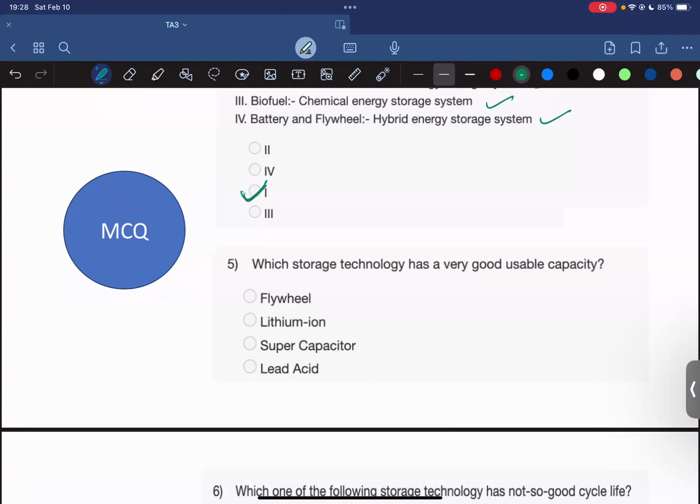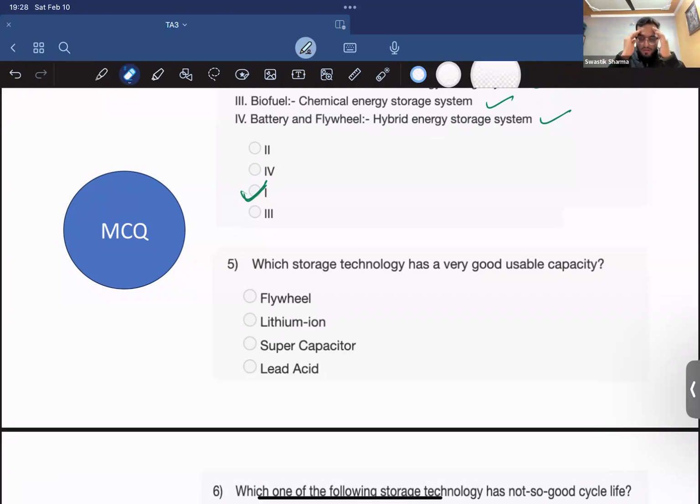Supercapacitor. How can it have a very good usable capacity? For a supercapacitor, you require a very big one. If you have a very good supercapacitor, it can sustain, I don't know the exact number, but in the range of kilowatts. But it's not the same with the lithium ion battery, right?